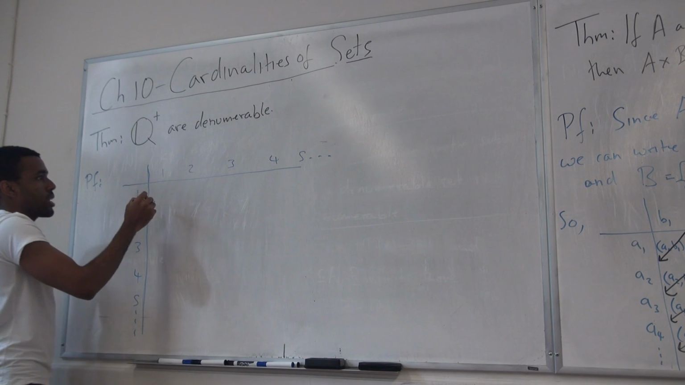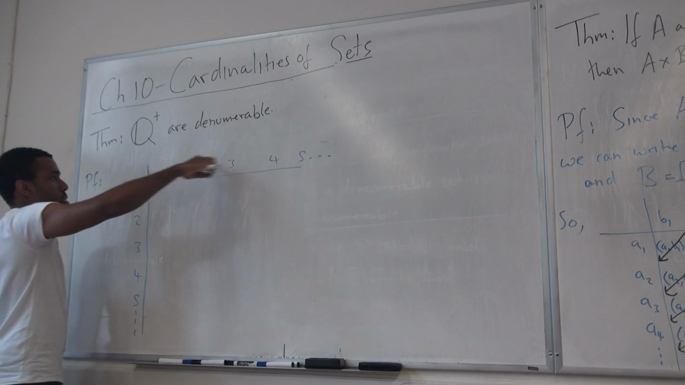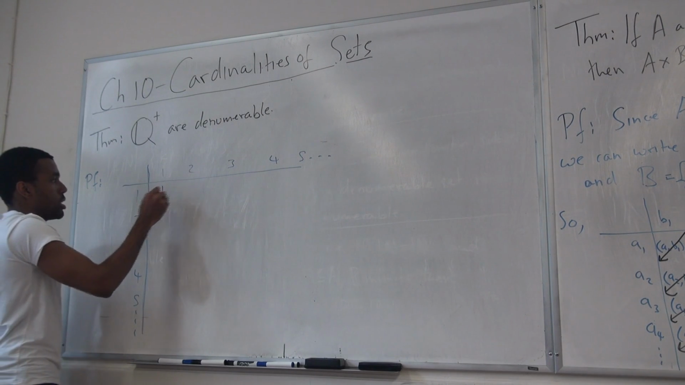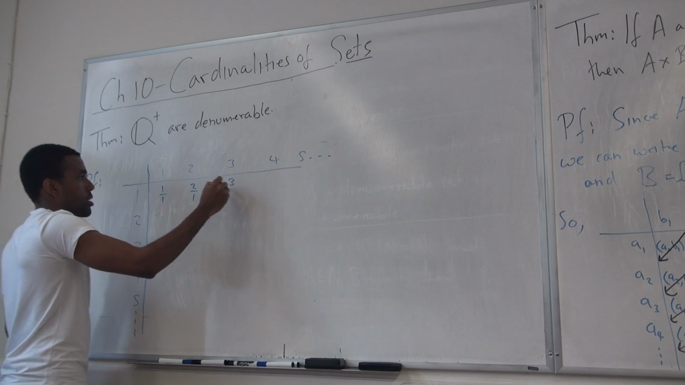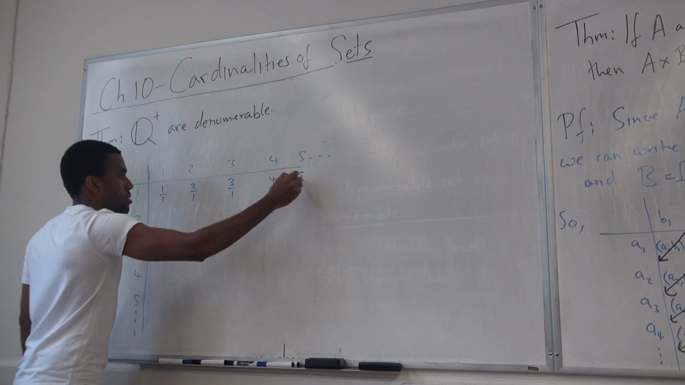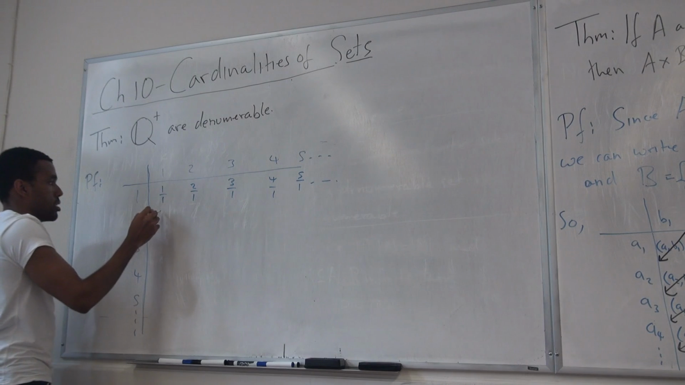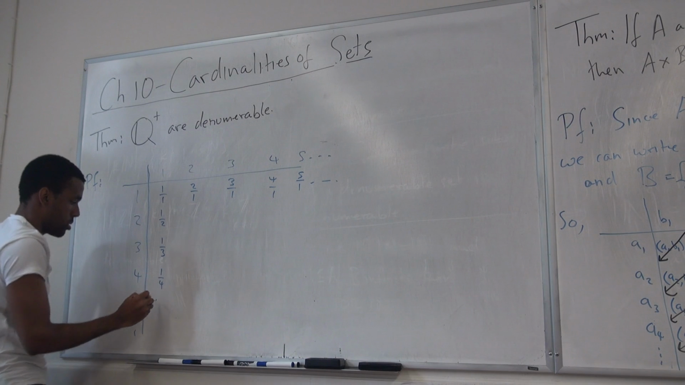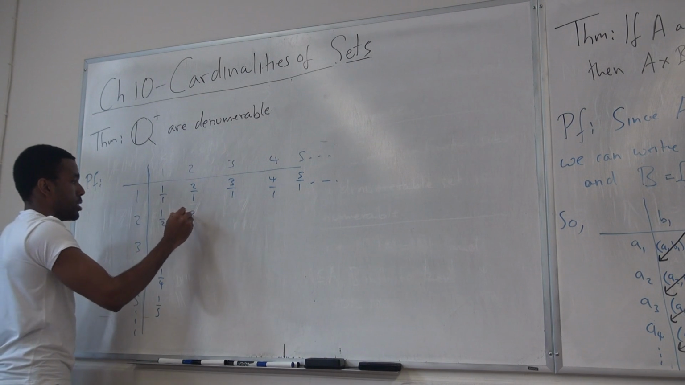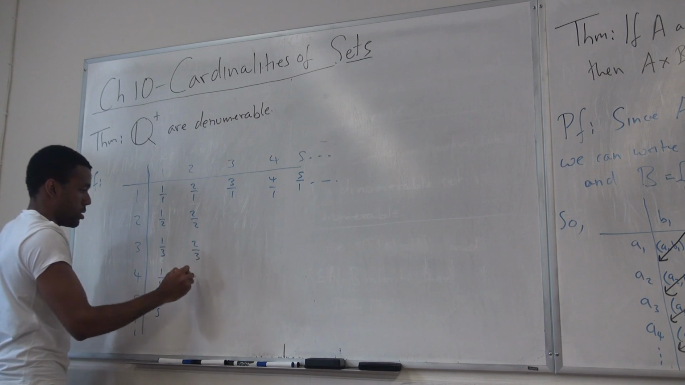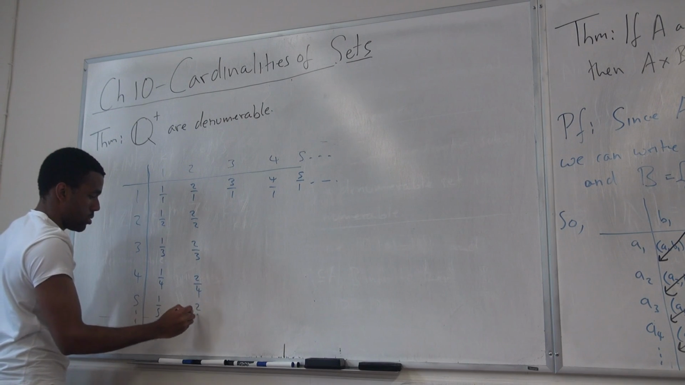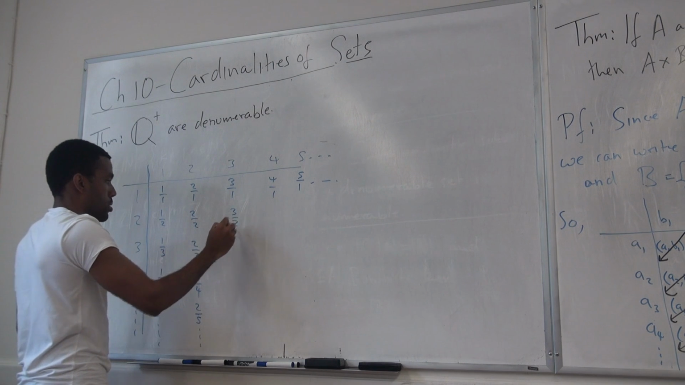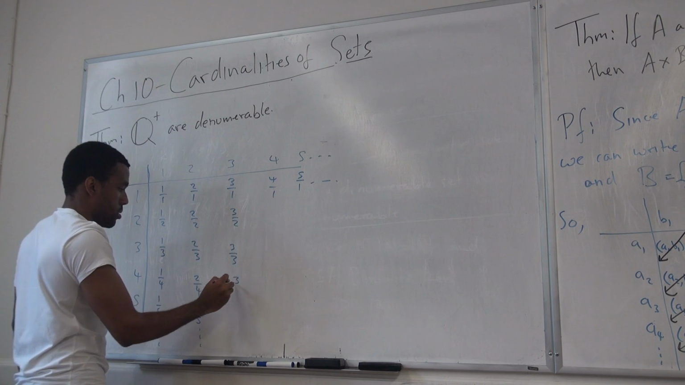And so what I can do is take the numbers along here as the numerators, the numbers along here as the denominators. So this gives me 1 over 1, 2 over 1, 3 over 1, 4 over 1, 5 over 1. This is 1 over 2, 1 over 3, 1 over 4, 1 over 5, 2 over 2, 2 over 3, 2 over 4, 2 over 5, 3 over 3, 3 over 4.